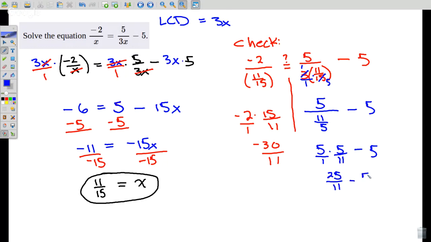minus 5. So here I need a common denominator to finish it off. Denominator should be 11, so I'll multiply by 11 top and bottom. So that's going to give me 25 minus 55 over 11. And 25 minus 55 is negative 30. And 11 in the denominator. We got another match. We did it. Nice. Next.